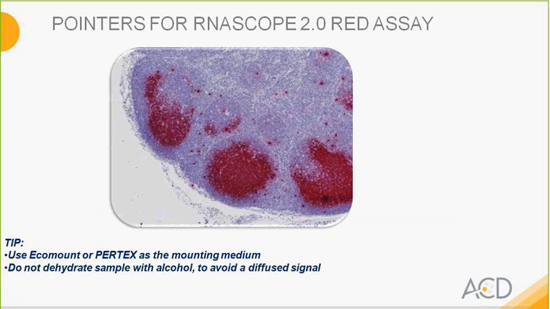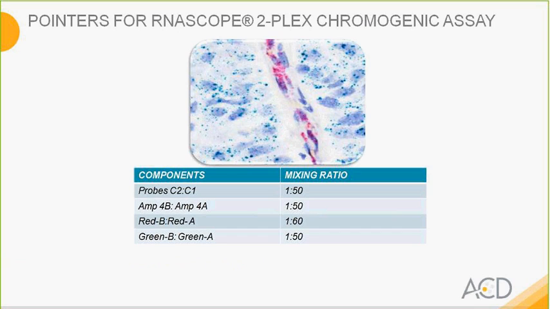For the 2-plex 2.0 red assay, the most important element is to use EcoMount or PERTEX as mounting medium. We have tested xylene-based mediums that some of you may be familiar with and found that this causes diffusion in the signal. Another element that causes diffusion in the signal is the use of alcohol. To avoid this from occurring, please use EcoMount or PERTEX consistently for your assay.